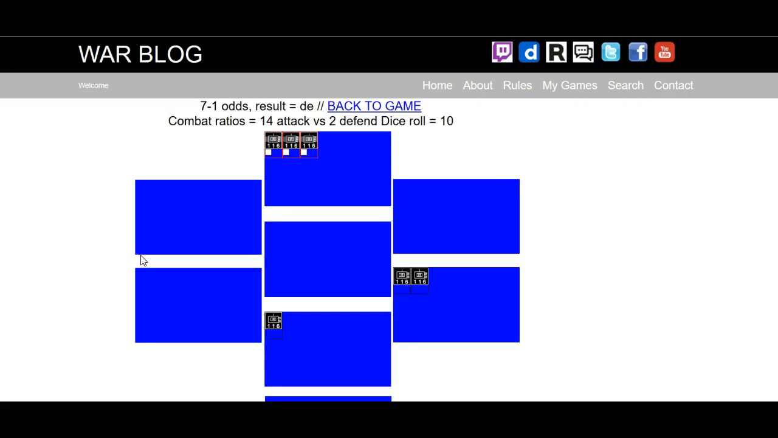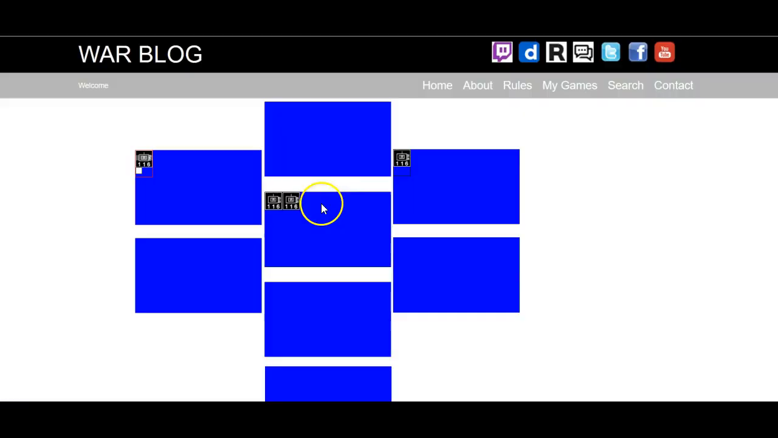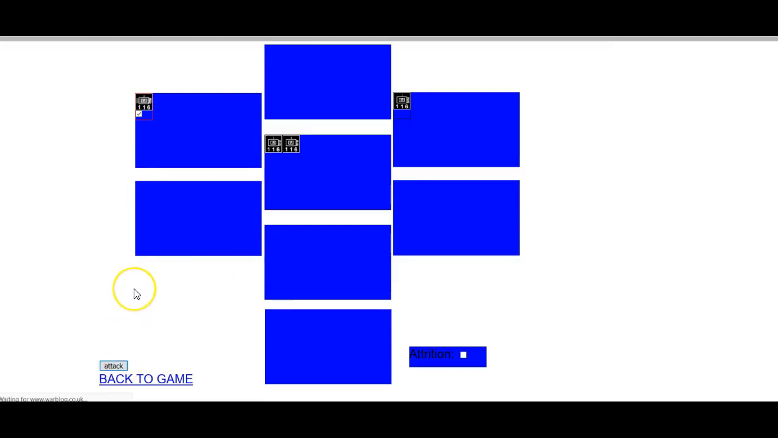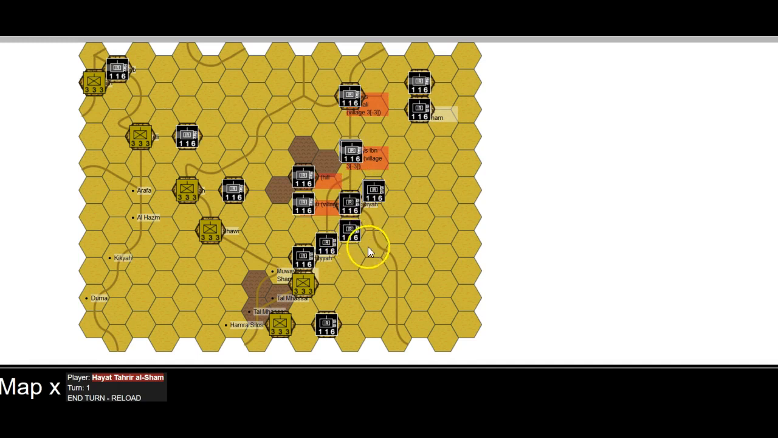Can't really say. 7 to 1 and a DE, and both units are retreated over there. Now there's no point in them advancing. I don't want to move them out of the hills, and I'm not sure I want to attack, but I might as well because I've committed myself to moving. So this should be a 2 to 1. And a defender retreat.